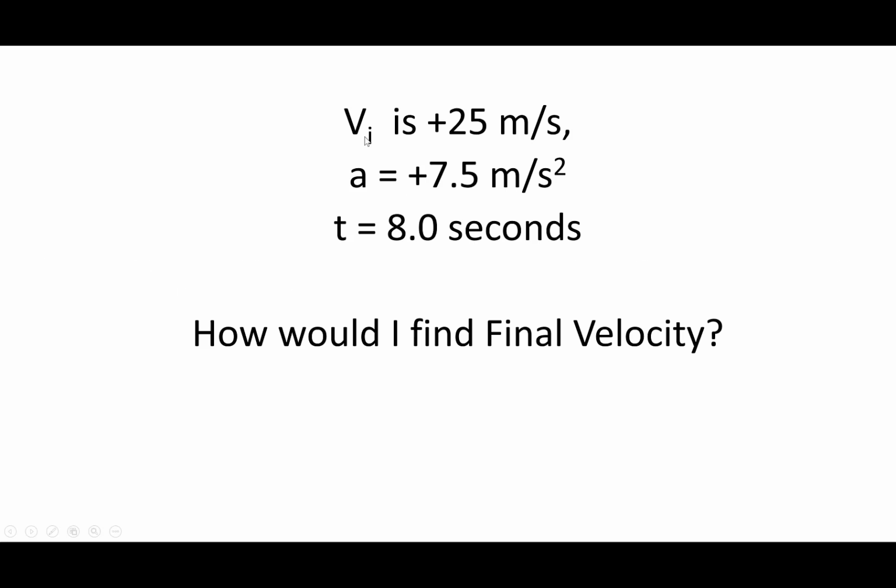You do not have skeleton problems. You have word problems in real life. But let's say vi is 25, a is 7.5, and t is 8. How do you find the final velocity? Well, you need an equation that has vi, a, t, and then it also has to have vf.